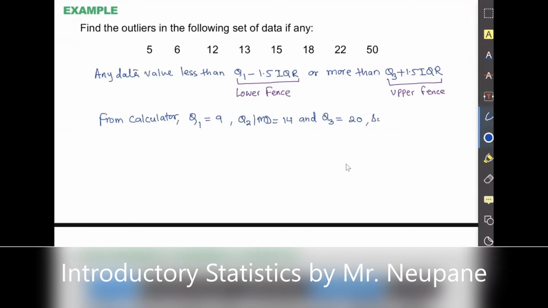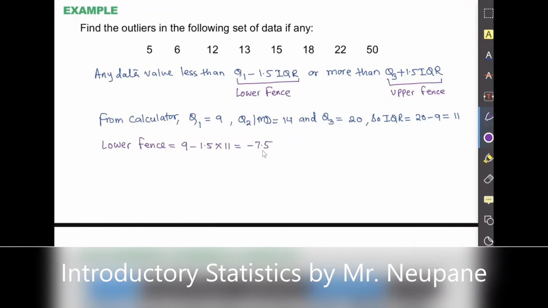So what is IQR? IQR is Q3 minus Q1, which is 20 minus 9. What is 20 minus 9? 11, right? Yes. Okay, so let's find the lower fence now. The lower fence is Q1 minus 1.5 times IQR. Q1 is 9 minus 1.5 times IQR, which is 11. So when you simplify that in your calculator, just type 9 minus 1.5 times 11. What did you get? Negative 7.5, right? Just say yes or no so that I know you're there.